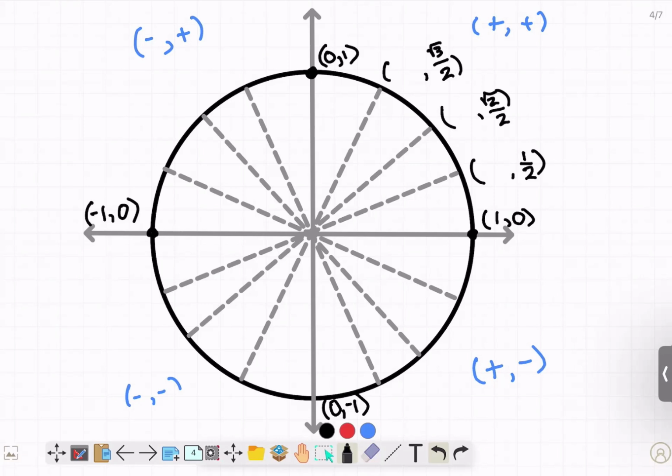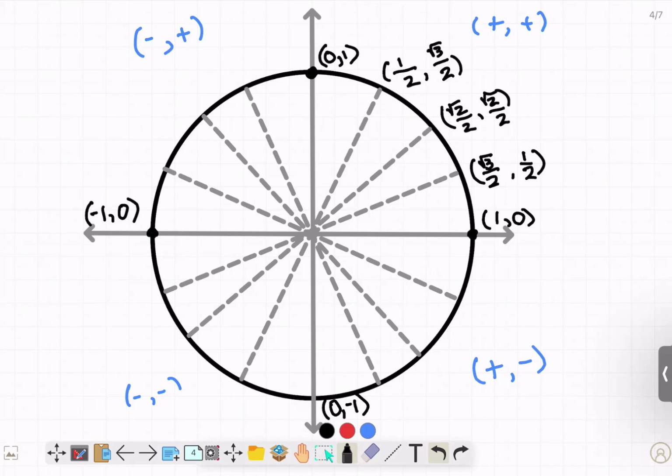For the y coordinate, our numerators are increasing. So going from 0 to 1, we're increasing. The x's are starting at 1, so they're going to decrease down to 0. So the first x coordinate here would be square root of 3 over 2, and then square root of 2 over 2, and then square root of 1 over 2, which is just 1 over 2.